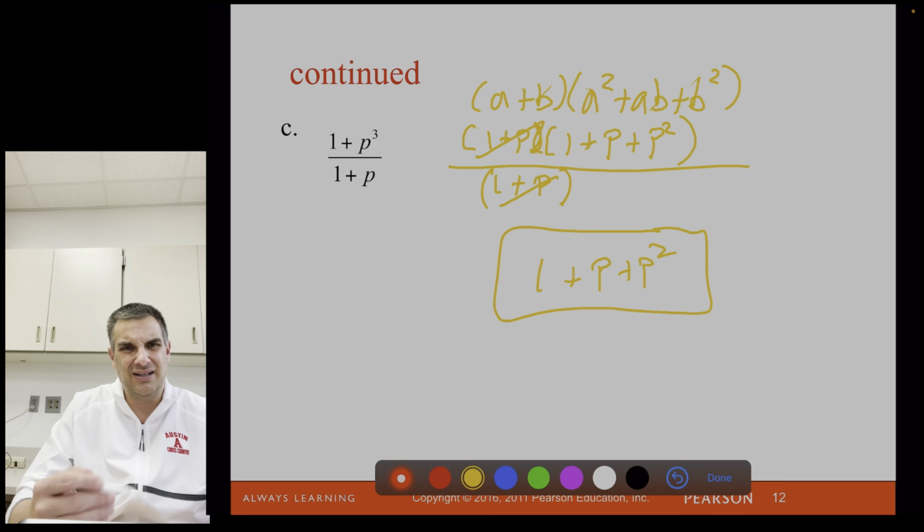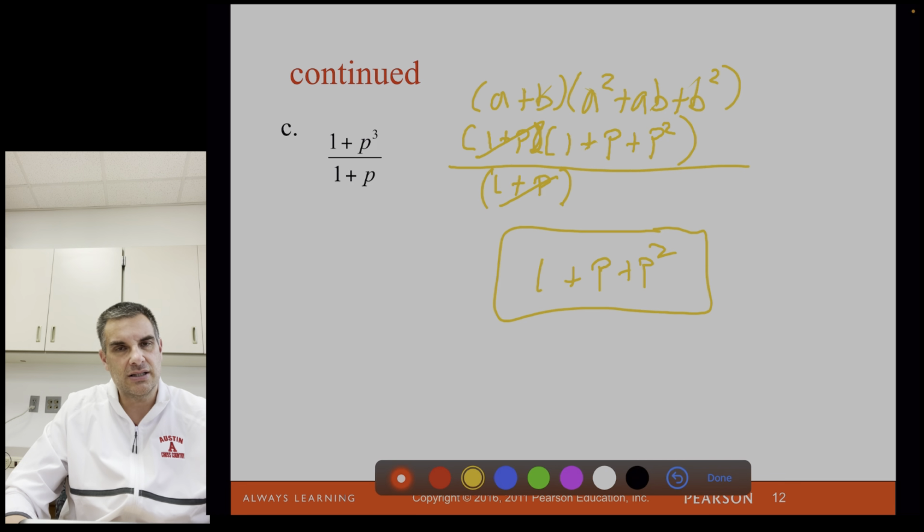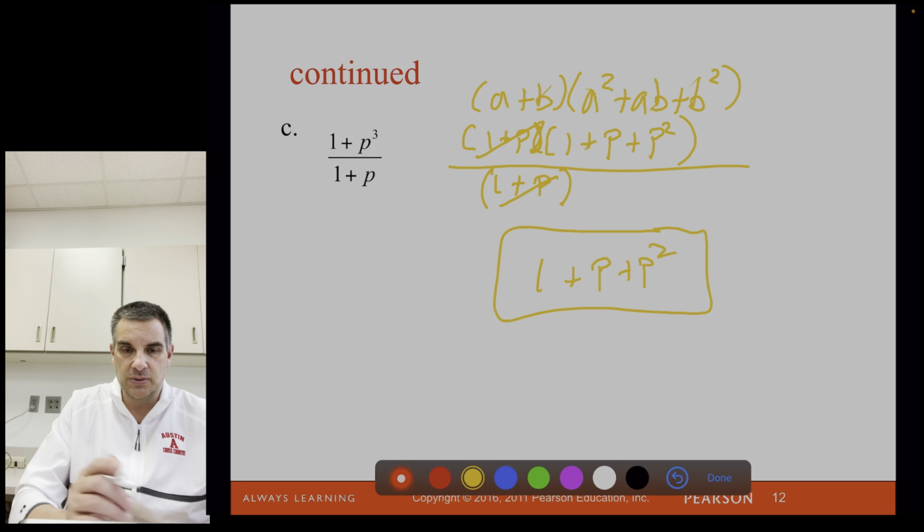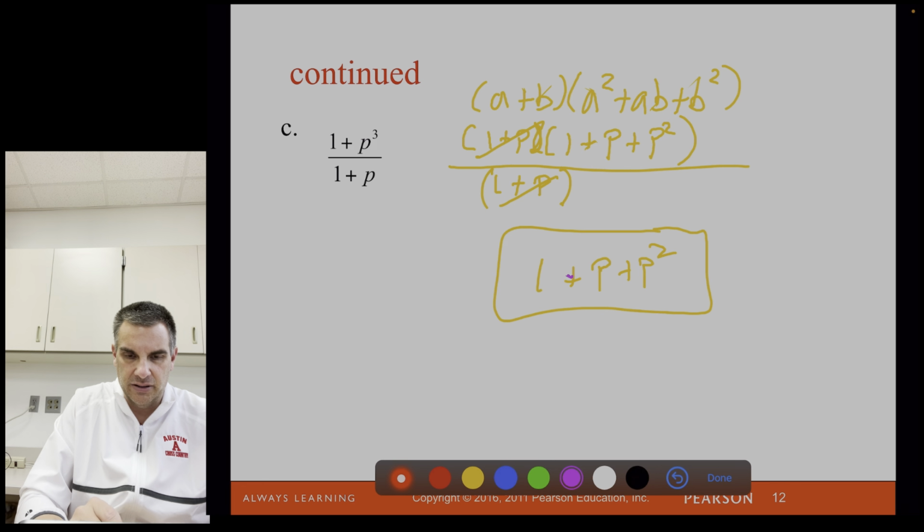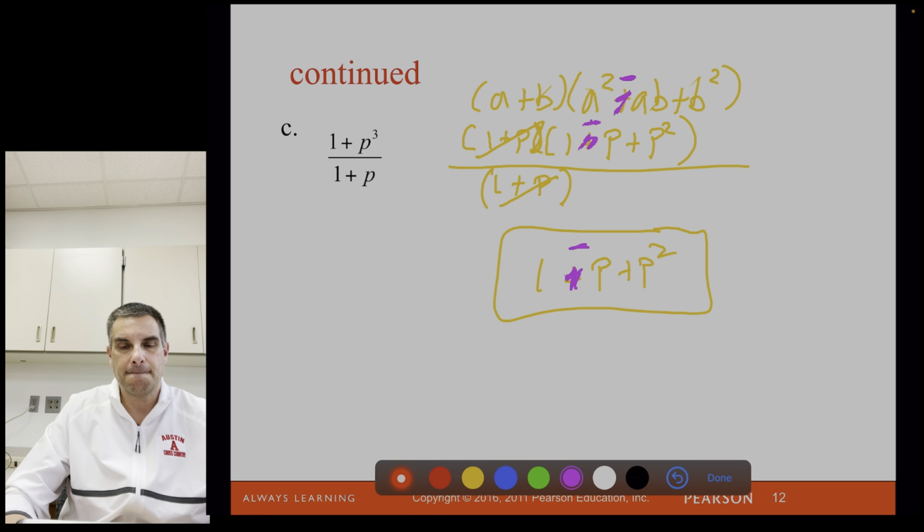And I don't think we have any of these in our assignment for today, but that's that sum of cubes. And I think this should be a minus. My apologies. This should be a minus. So that should be a minus right there, and that should be a minus. Sorry about that. So that's that one.